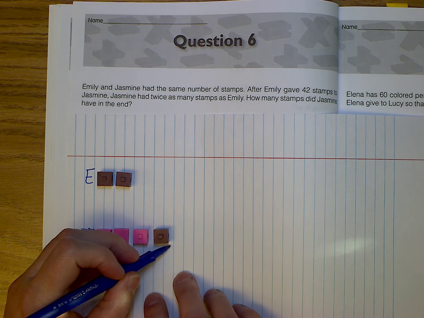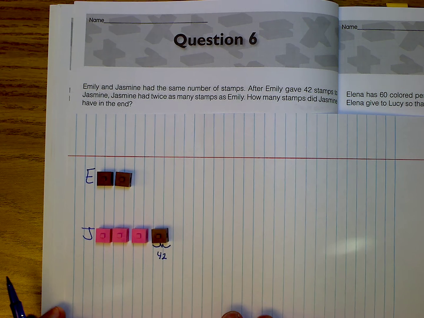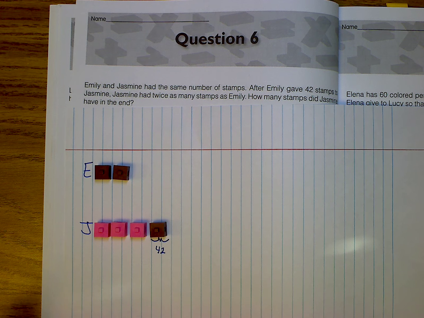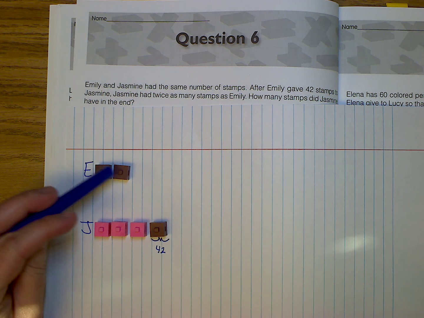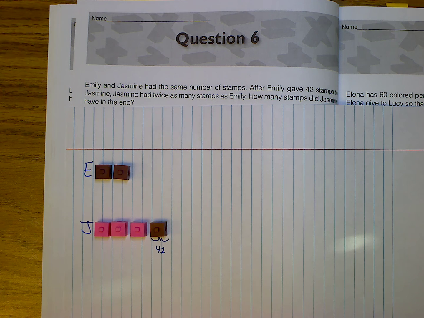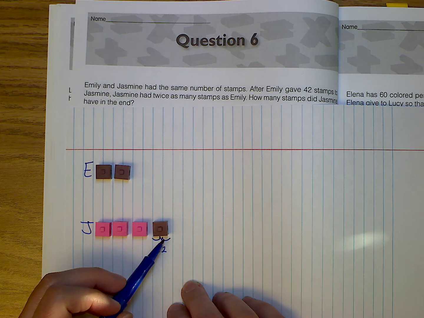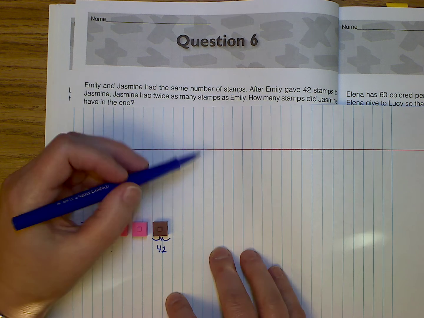If each one of these units equals 42, how would I find out how many total stamps Jasmine had? How did you solve it? 42 times 6? Well, if I did 42 times 6, it would tell me how many stamps they had altogether, but I just want to know how many Jasmine had. Morgan? You take 42 times 4, and then that's your answer. Okay, because I have 4 units, 1, 2, 3, 4, and each one's worth 42. So you can do 42 times 4.